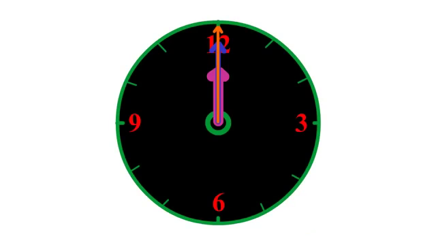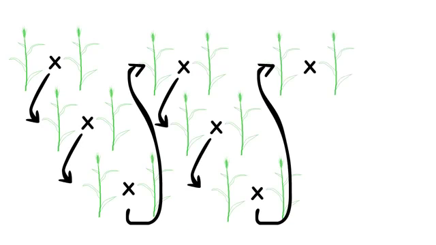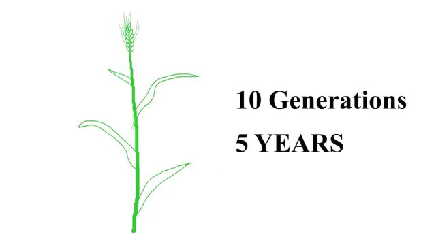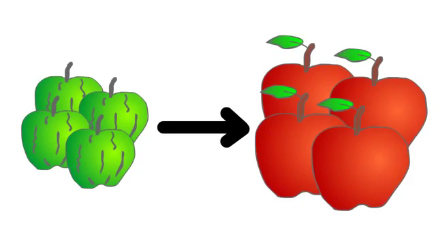Now think of the time it takes to do all the backcrossing. On average, it takes about 10 generations or 5 years of backcrossing to develop a new variety of wheat by conventional breeding methods. Breeding a new variety of apples takes about 15 years.